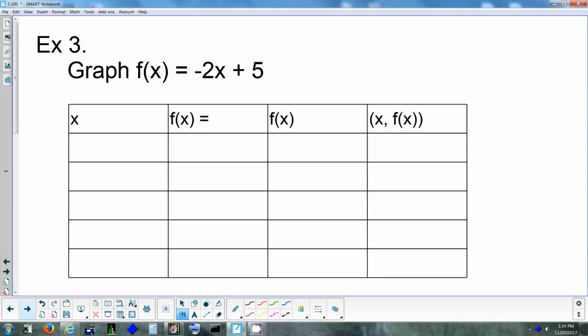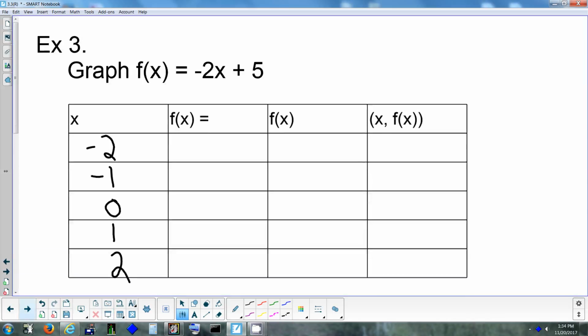Now, example 3. f of x equals -2x plus 5. Somebody tell me by raising their hand, what are the x values going to be? Mallory? -2. Yep. -1. Yep. 0. 1 and 2. There you go. Every time we use this.